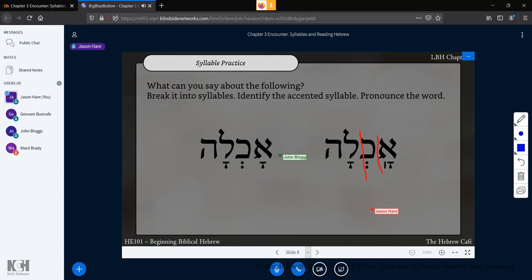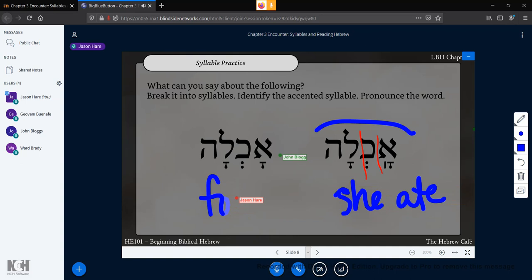Food. That's the difference between that meteg mark. This is she ate. And this is food. You see the difference that one little distinction makes? If it's a long vowel, it's she ate. If it's a short vowel, ochla, it means food.